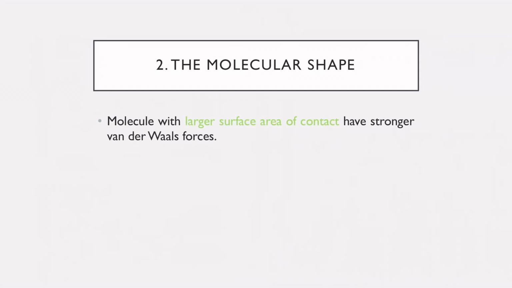So, next factor is the molecular shape. So, the molecule with larger surface area of contact have stronger van der Waals forces. Okay, what does it mean by larger surface area of contact? Maksudnya lebih banyak apa yang ada dalam bahasa Melayu? Surface area. Saya pun tak tahu.